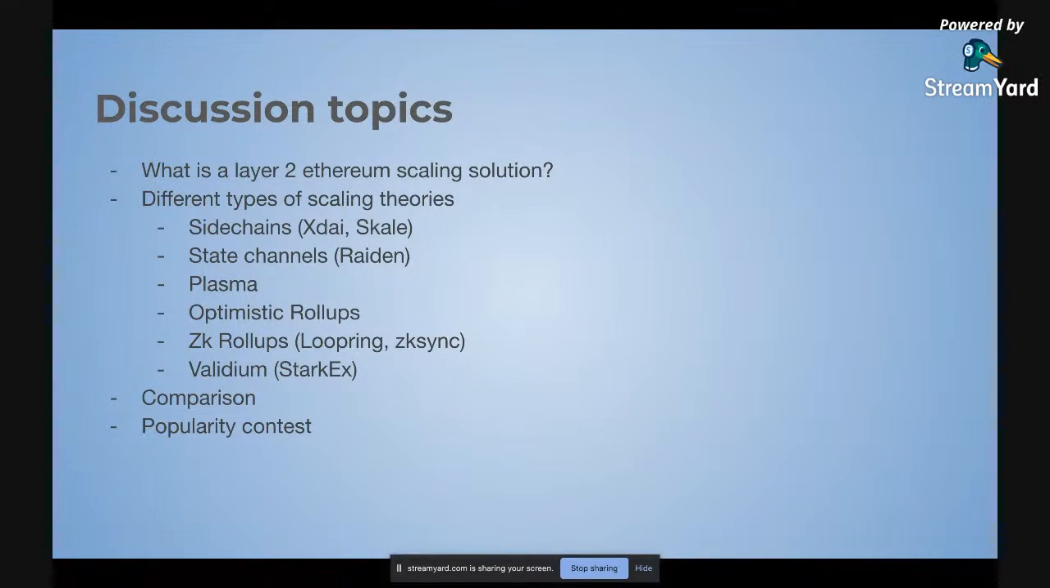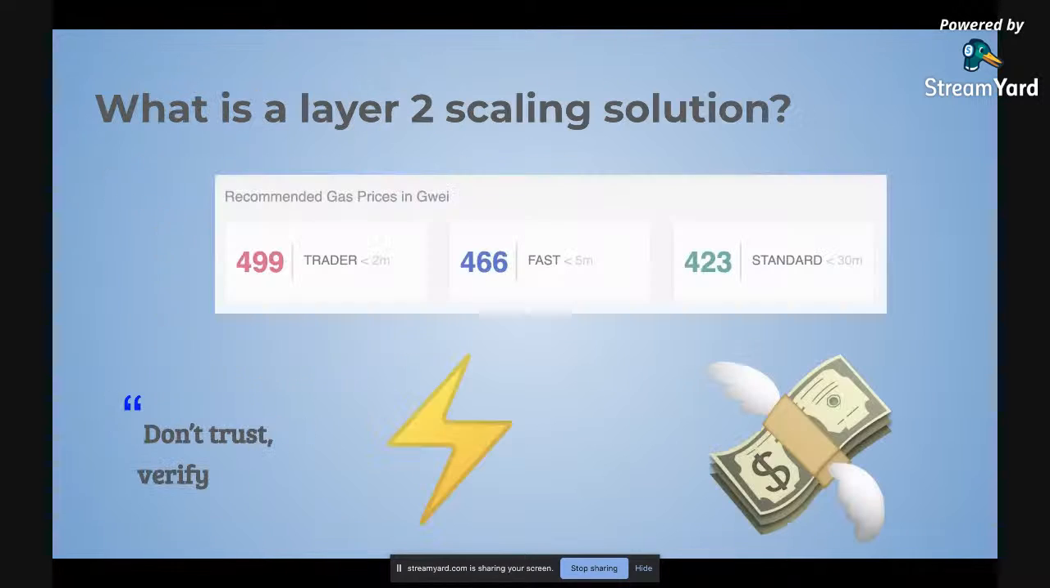Some of the stuff I wanted to discuss is what a layer 2 Ethereum scaling solution is, which I'm sure you are all familiar with, the different types of scaling theories, then tying them together and comparing the strengths and weaknesses between them, and then just a final popularity contest between them.